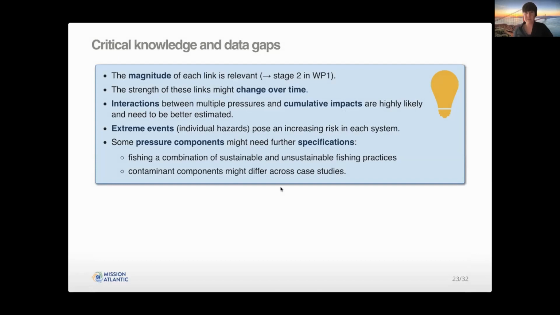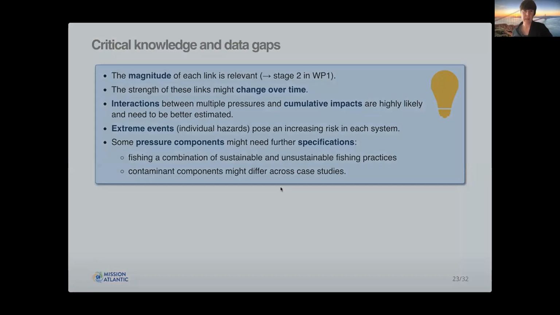That's something to discuss. There might also be interactions between multiple pressures and cumulative impacts that are needed and should be better estimated. Extreme events and individual hazards also pose an increasing risk in the system. And there was also the discussion that maybe some pressure components might need further specification, that fishing should maybe be divided into sustainable and unsustainable fishing practices. Contaminants might also differ across case studies. So this was something that came out from that first initial analysis.